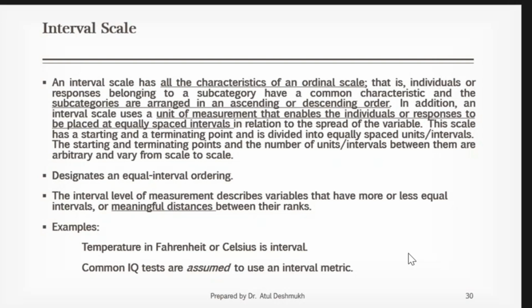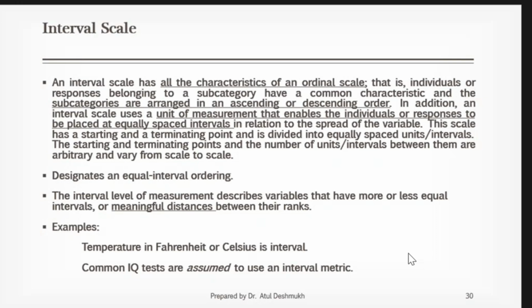When the temperature rises from 97 to 98 and from 98 to 99, whatever change is happening, the change is equal. So whenever we have such equal intervals, that is called an interval scale. In an interval scale, it is not a full scale. It is not an absolute scale.